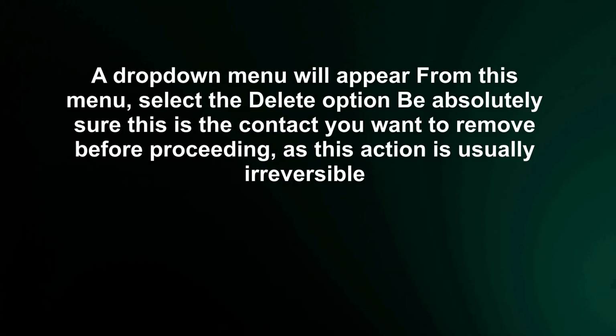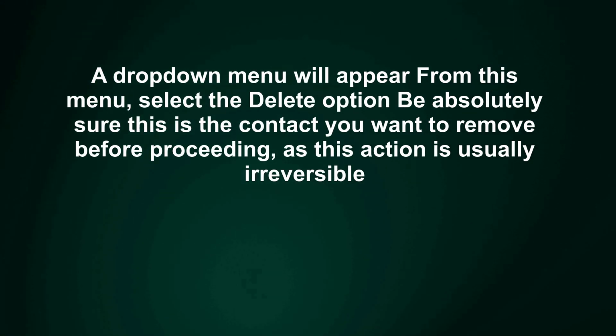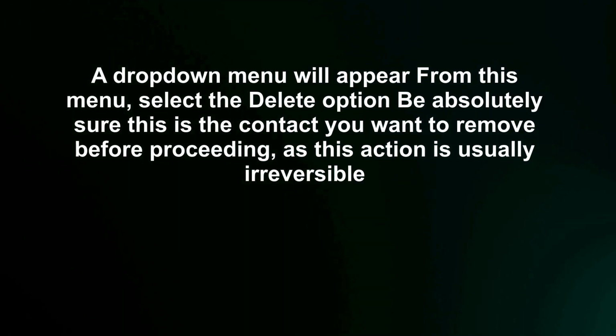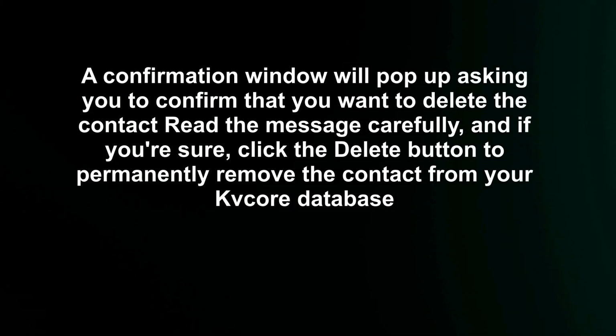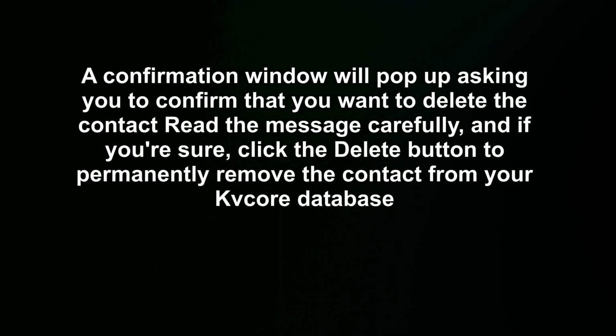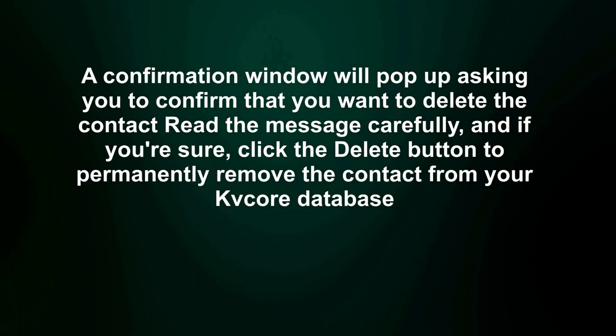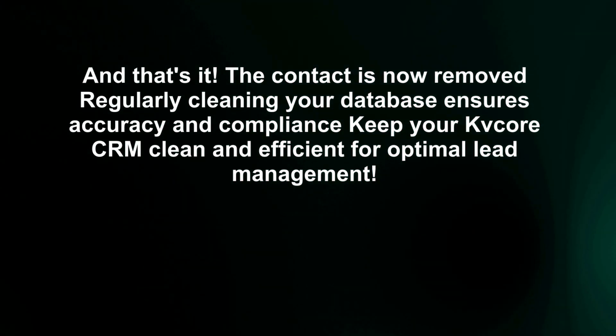From this menu, select the Delete option. Be absolutely sure this is the contact you want to remove before proceeding, as this action is usually irreversible. A confirmation window will pop up asking you to confirm that you want to delete the contact. Read the message carefully, and if you're sure, click the Delete button to permanently remove the contact from your Kvcore database. And that's it. The contact is now removed.